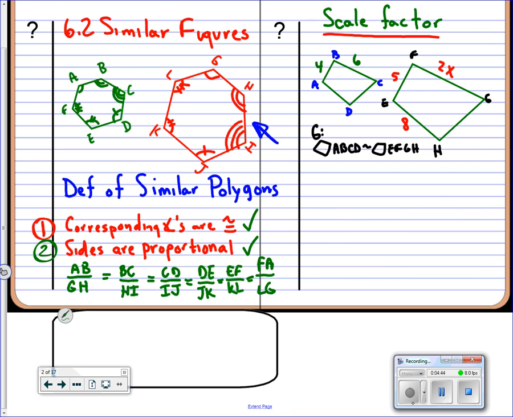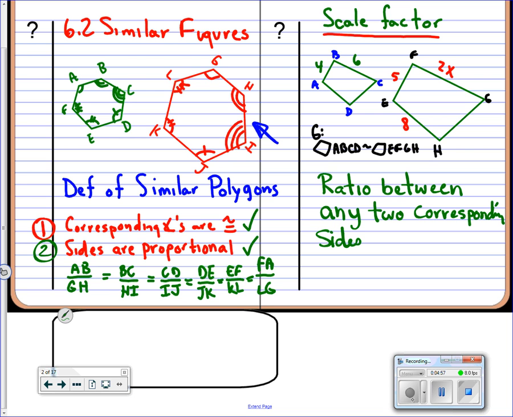All right, let's talk about a concept called scale factor. And again, this is in your vocabulary words, so you should make sure you go back and review that if you need to. A scale factor is simply a ratio between any two corresponding sides. So I use my similarity statement here, notice that it has a wavy sign. It's not a congruent symbol, it's a similar sign.